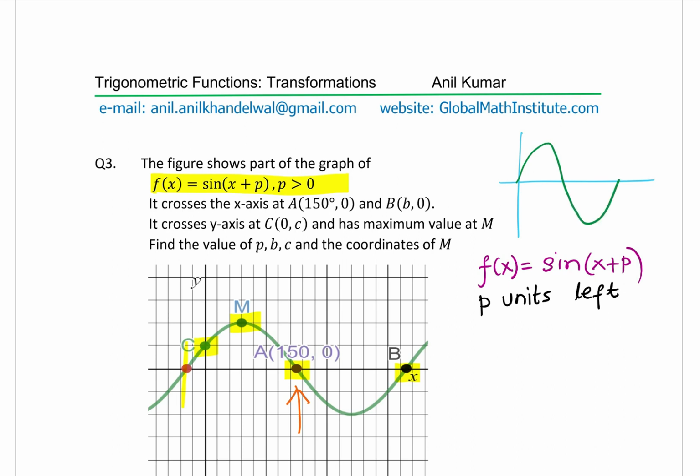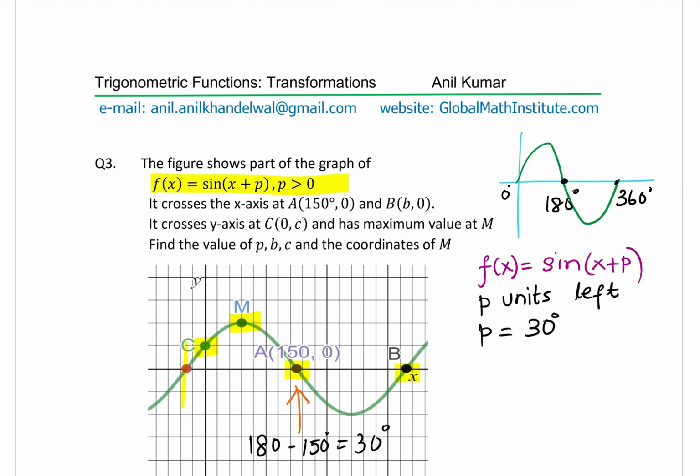Okay. So normally, the x-intercept in the center will be at 180 degrees. Now here it is 150 degrees. So basically, it has moved left by 30 degrees, correct? So when you take away 150 from 180 degrees, you get 30 degrees. So the value of p is 30 degrees. So we found the value of p. Now that also means that all other points have also moved 30 degrees left. So this point was 360 degrees and the other one was at 0.